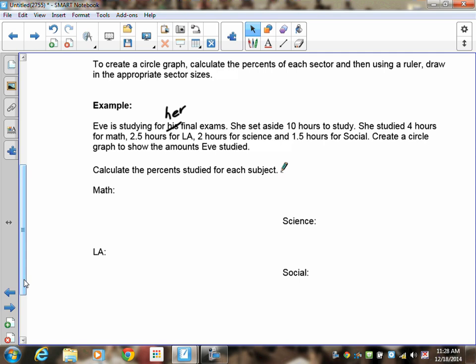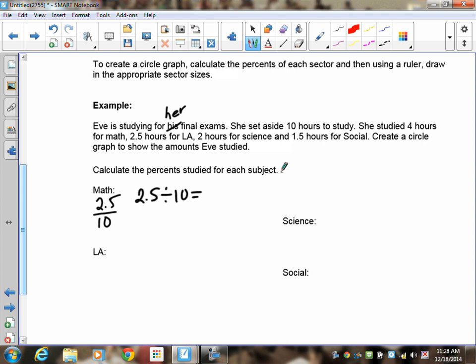Now, I know that she has 10 in total, and she studied for math for 2.5 hours. So starting with my fraction, I really am taking 2.5 out of 10. Now, I understand that you can't have a decimal in a fraction, but we're just going to treat it like that for a second. So now I need to take 2.5 out of 10, and I'm going to turn this into a percent. So to do that, just like we did before, you take and divide by the 10, 2.5 divided by 10, I'm going to convert this to a decimal. That gives me 0.25. And now to convert a decimal to a percent, you multiply by 100. So 0.25 times 100 means that this is 25%.